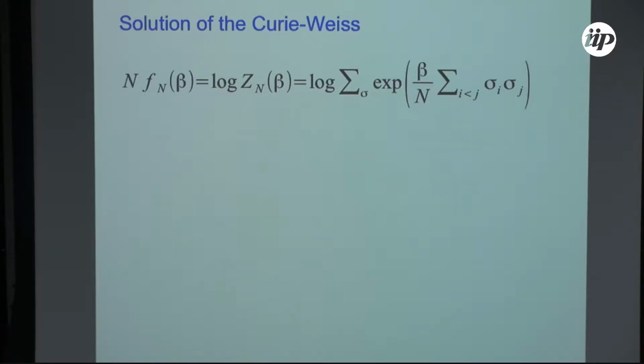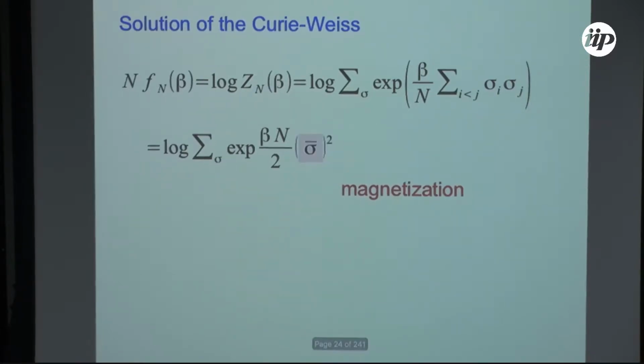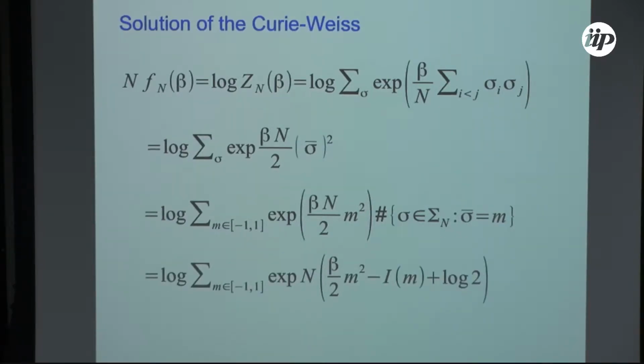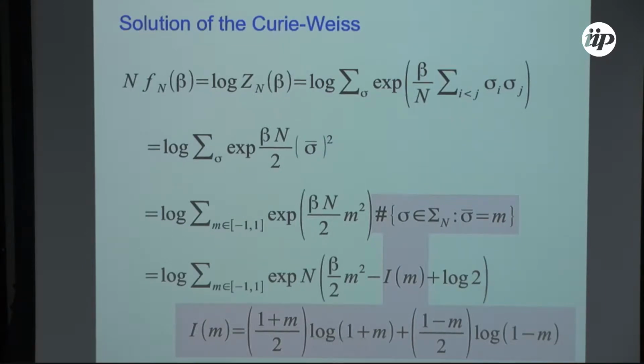Now, let me recall, as far as I know, there are essentially two ways to solve the Curie-Weiss model. One is by Hubbard-Stratonovich. The other, which is perhaps a bit more constructive and insightful, is by simple counting. It's based on realizing that the Hamiltonian can be written as the square of the magnetization, which I'll denote sigma bar. Then instead of summing over the configurations sigma, I can regroup this sum according to the possible magnetization. So I fix it to equal m, and then the Hamiltonian is just a function of this magnetization. Of course, it's a simple problem of combinatorics, counting how many configurations have this specified magnetization. It's given by this function I(m), the coin tossing function. It's a problem of large deviations and Stirling approximation.